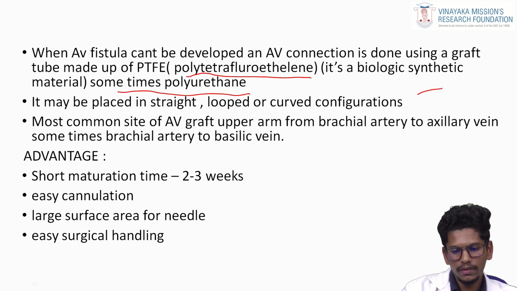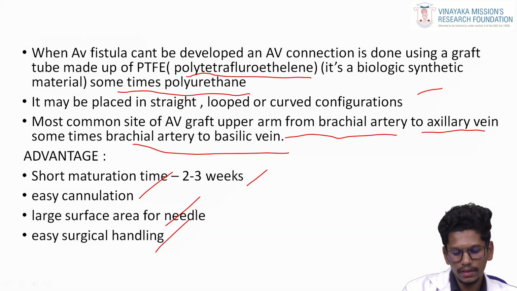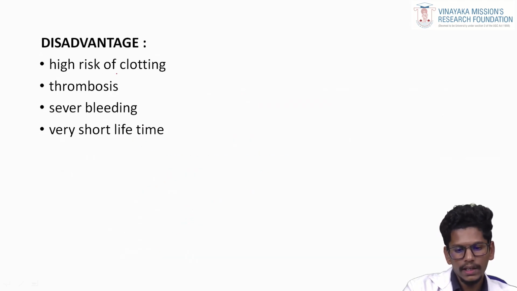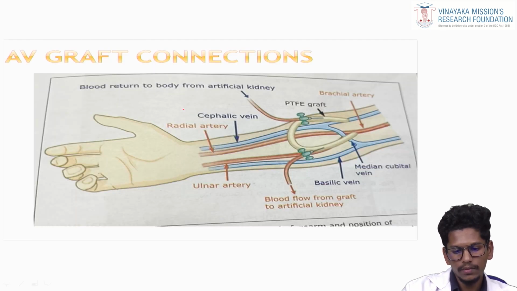The most common site of AV graft is the upper arm, from the brachial artery to the axillary vein, sometimes the brachial artery to the basilic vein. The advantages are short maturation time, easy cannulation, a large surface for the needle, and easy surgical handling. Next are the disadvantages: high risk of clotting, thrombosis, severe bleeding, and a very short lifetime.